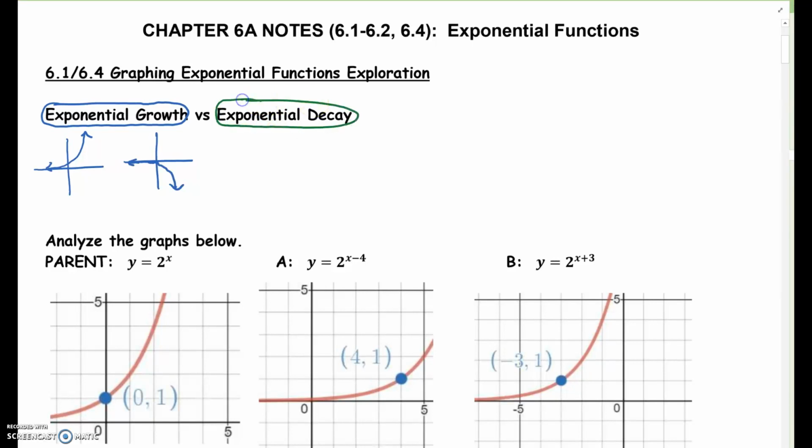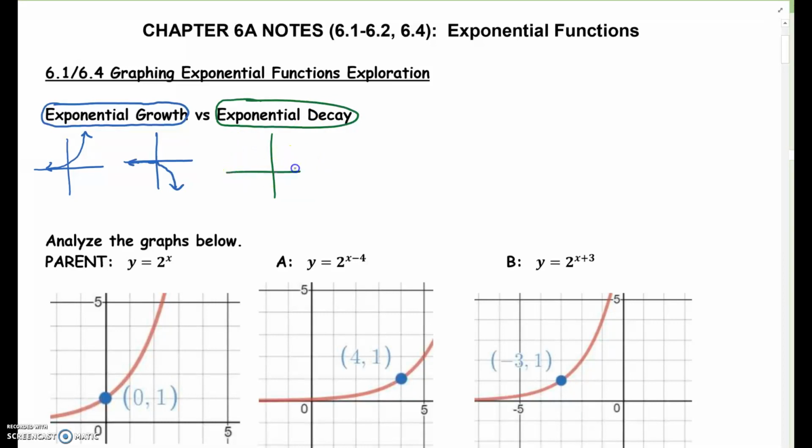Exponential decay. Has anyone heard of carbon dating? All living organisms have a certain amount of carbon in them. When those organisms die, the carbon starts leaving the remains at an exponential rate. But you can look at how much carbon is left in a substance, like a bone that's found, and you can go backwards and figure out when that organism died based on how much carbon is left. So in this case, we start out with a whole bunch of carbon in our system, and then as things rot, basically, we lose that carbon.